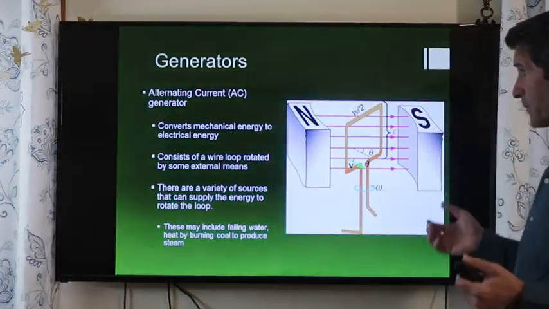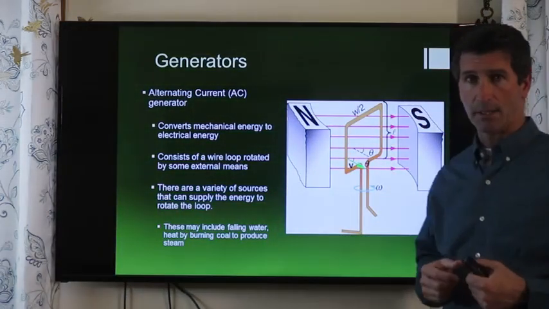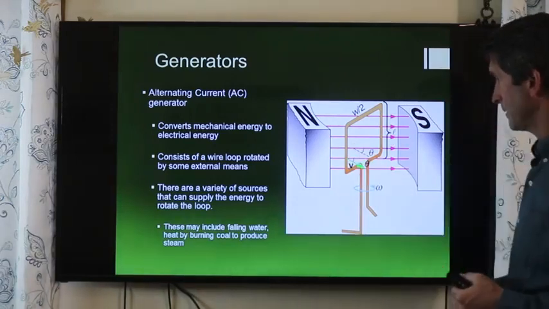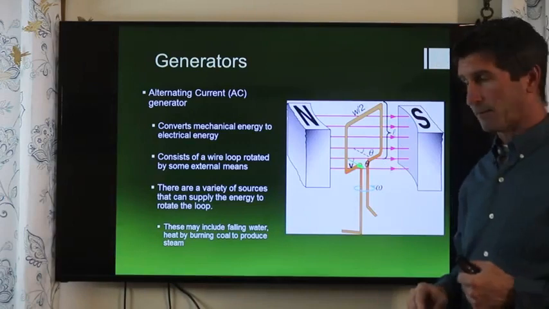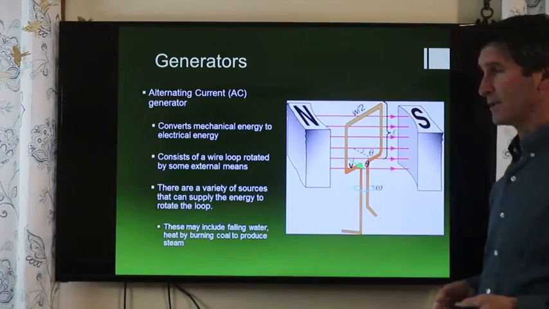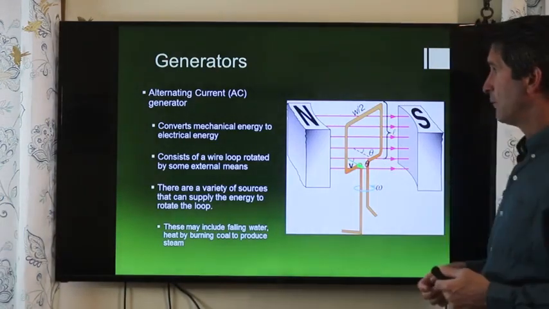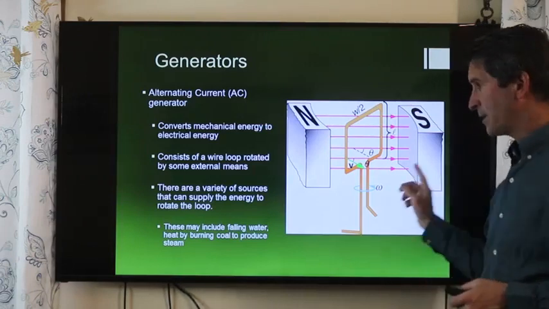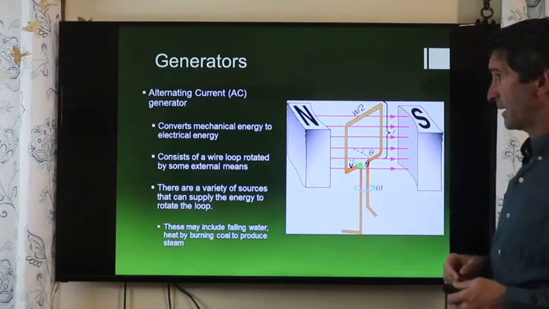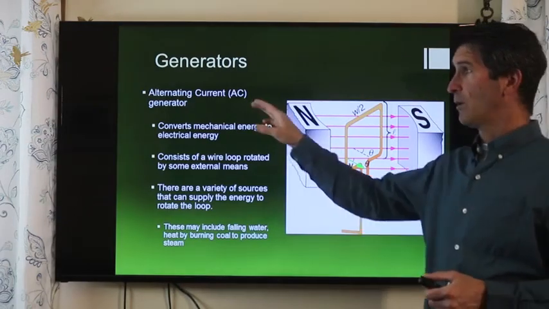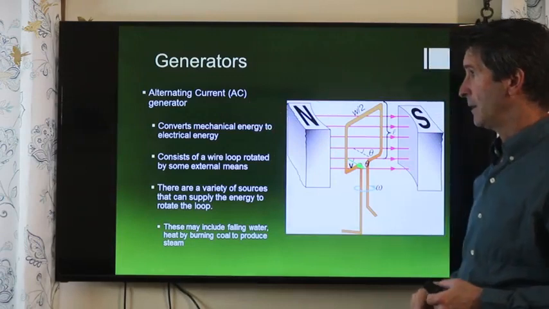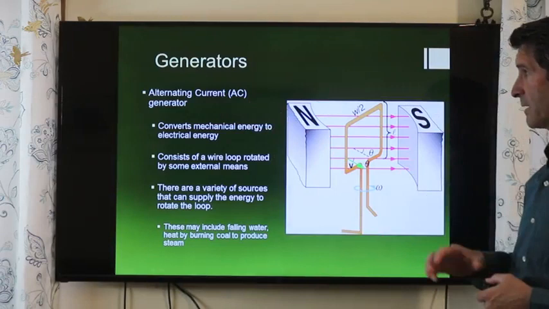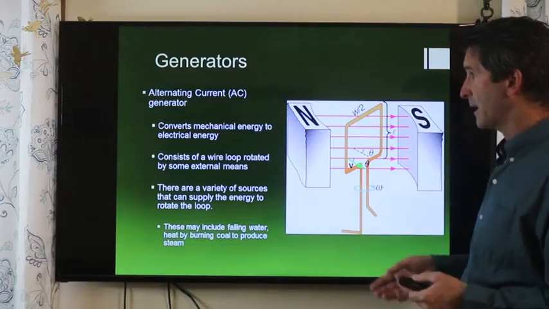So basically, our generator is going to look very much like our motor did. We have a loop of wire and a magnetic field. In this case, we're using a permanent magnetic field, and the simplest case we can have for a motor or a generator, just a single loop. As we rotate this loop inside the magnetic field, we generate what's called alternating current. And alternating current, as we talked about earlier, is just a polarity that changes from positive to negative.